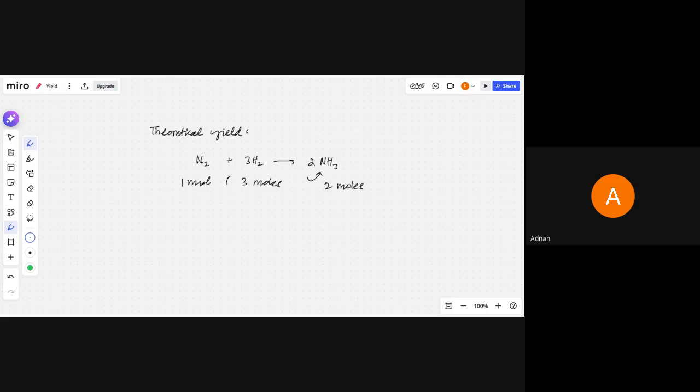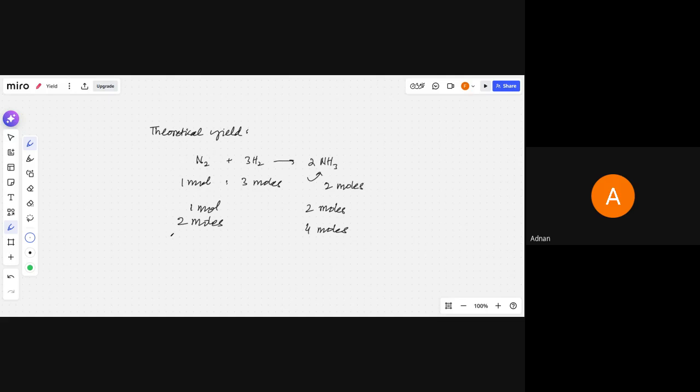So let's say I change the moles of one of these. Let's say I have 2 moles of nitrogen, for example. So what will be the yield of ammonia now? Since the mole ratio is 1 to 2, it will be 2 to 4. So 1 mole of nitrogen is producing 2 moles of ammonia. If the question says that 2 moles of nitrogen are reacting with excess hydrogen, then the yield of ammonia produced will be doubled, 4 moles. So this is basically what a theoretical yield is.